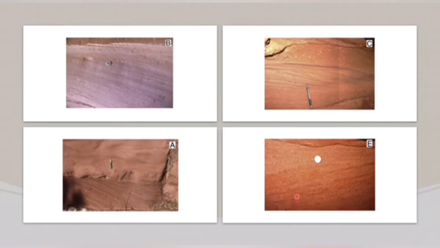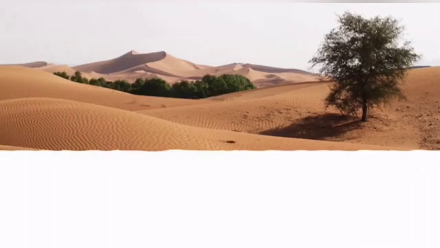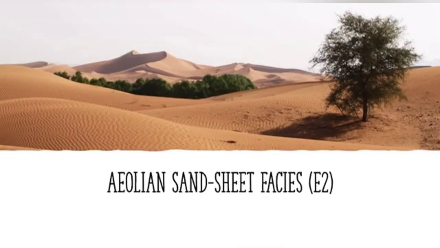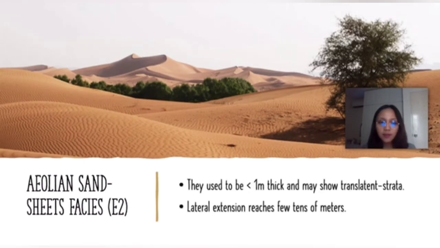From here, we can see the wind ripple translatent strata. So in these facies, they used to be less than 1 meter thick, and they may show translatent strata. Translatent here means translation, like the deposits appear to have been created by the translating of the ripple surface, for instance, wind ripples leaving deposits.